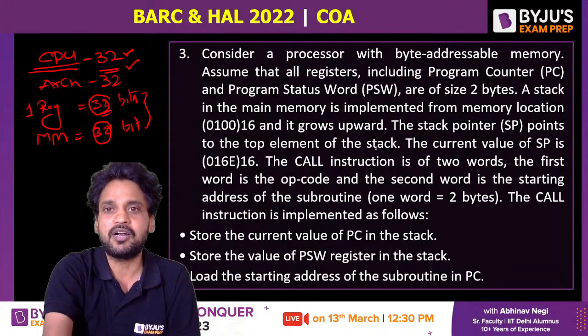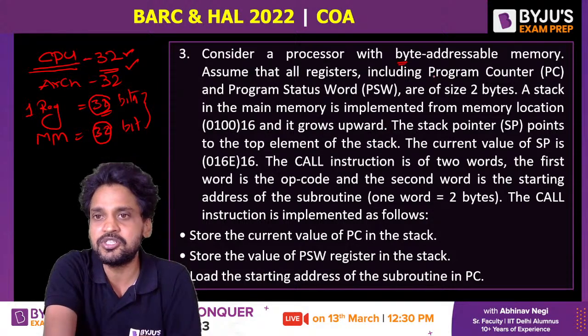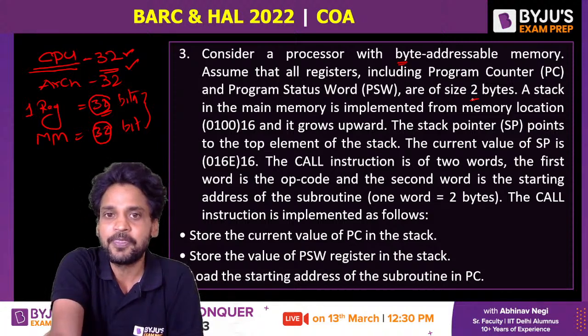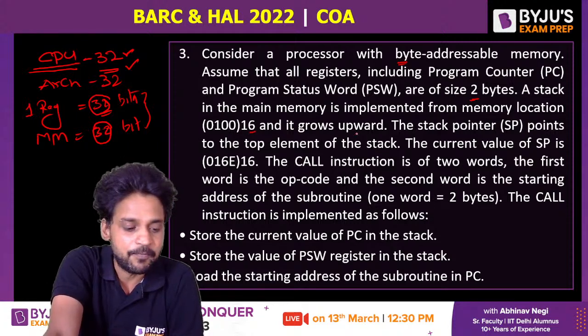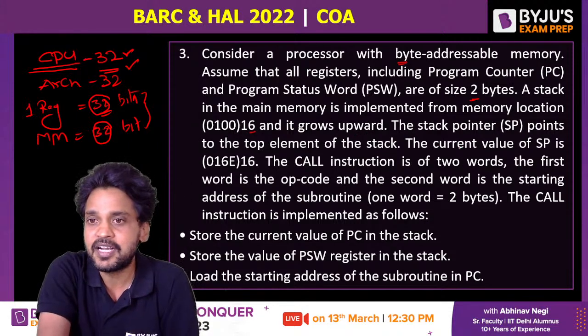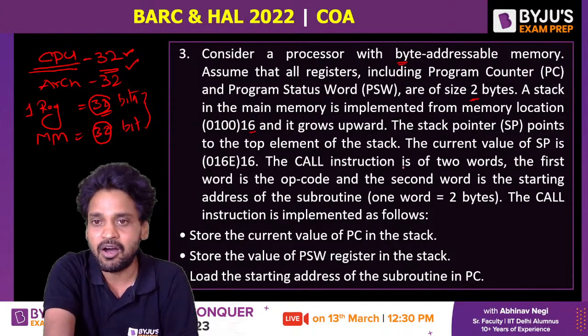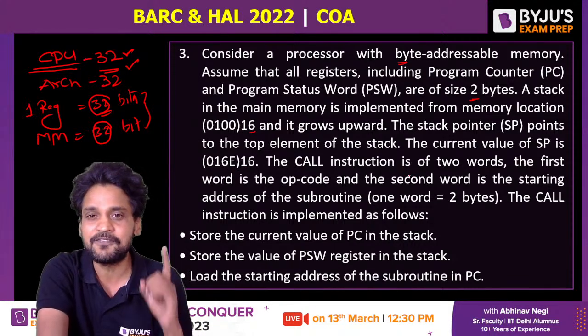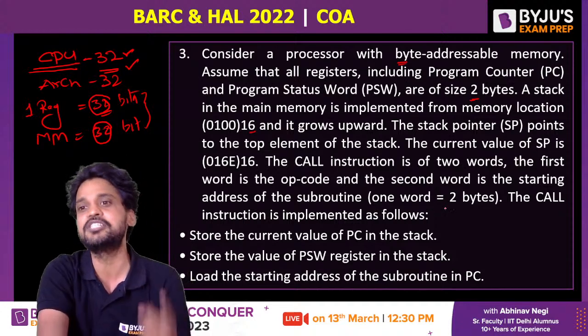Here he's talking about byte addressable memory. Assume that all the registers, including the program counter and program status word, are of size 2 bytes. A stack in the main memory is implemented from the main memory location 0100 (hex) and it grows upward. The current value of the stack pointer is 016E (hex). The call instruction is of 2 words. The first word is the opcode and the second word is the starting address of the subroutine. One word is equal to 2 bytes.